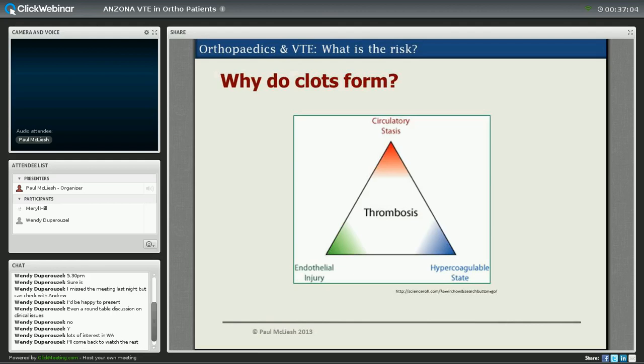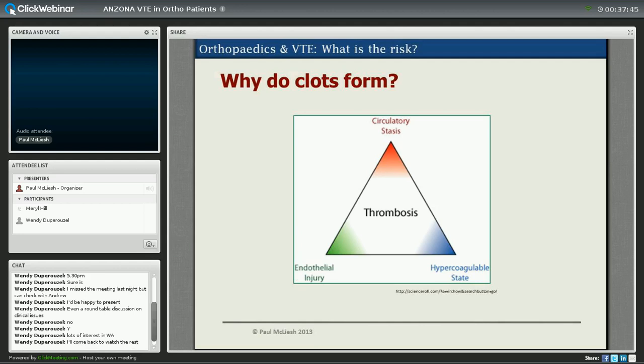So why do people get clots? Well, there's a number of reasons. There's a man called Rudolf Virchow in the 1800s. He was a German pathologist, and he's attributed with identifying 3 different areas. There's maybe a little bit of controversy about that, but anyway, this has come to be known as Virchow's triad. So there are 3 different areas: circulatory stasis, endothelial injury, and hypercoagulable state.